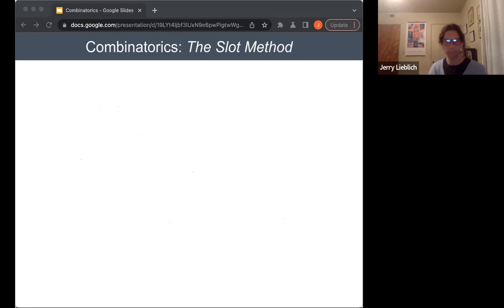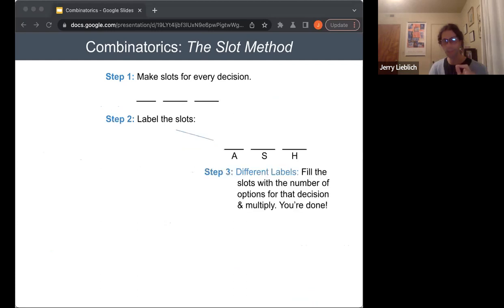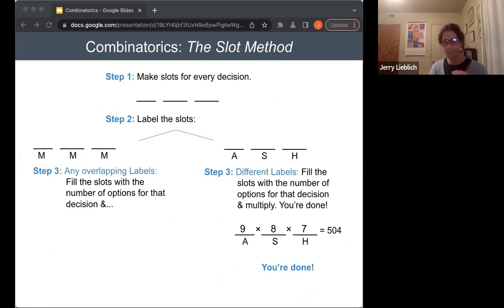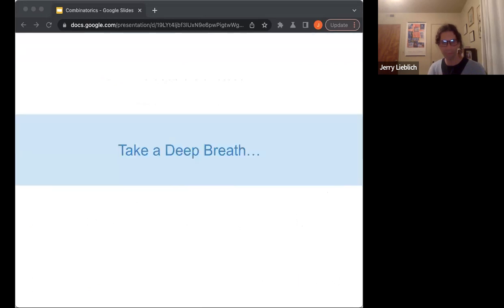So to recap so far, we make a slot for each decision. We label those slots. If the labels are all different, we just fill in with the numbers, multiply, and that's it. If the labels are the same at all, we have to fill in the numbers and multiply, but then divide by the number of repeated labels factorial. This may feel confusing at first, but we're going to practice it a bunch so it'll get easier. Let's try it out.